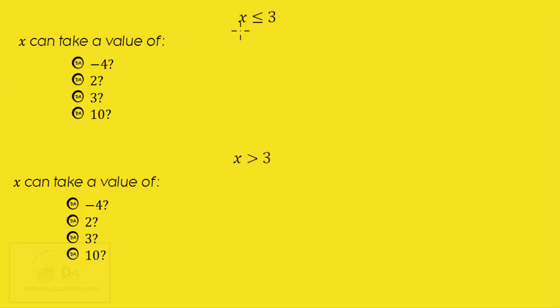Here's another inequality. X is less than or equal to 3. Given this inequality, let's answer the following questions. These are true or false questions. Now, x can take a value of -4. True or false? Given that x is less than or equal to 3, can x be -4? Is -4 less than or equal to 3? True.